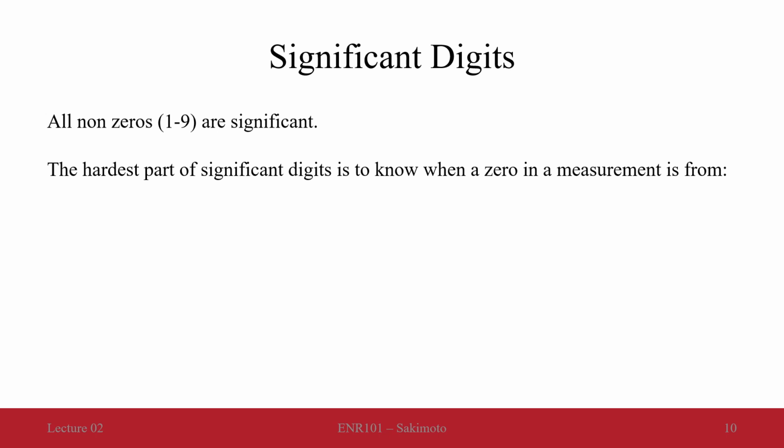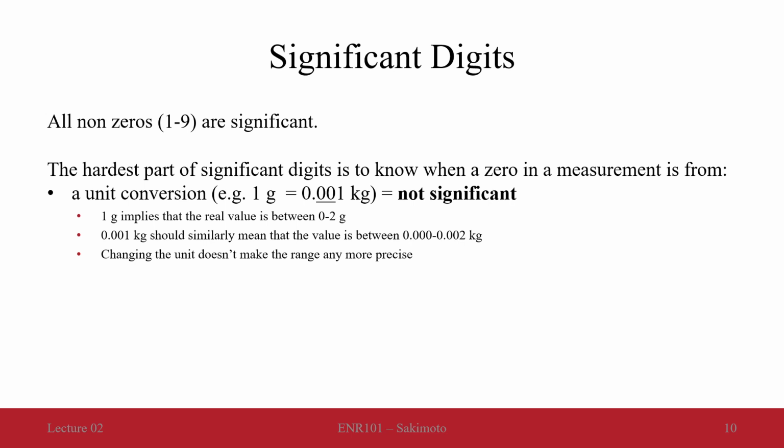The hardest part is to know when there is a 0 present in a number, whether that's a significant digit. Sometimes a 0 is only there from a unit conversion. It's just there as sort of a placeholder representing very small or large numbers.